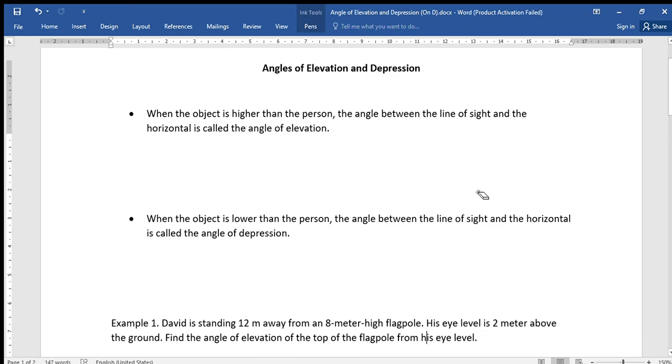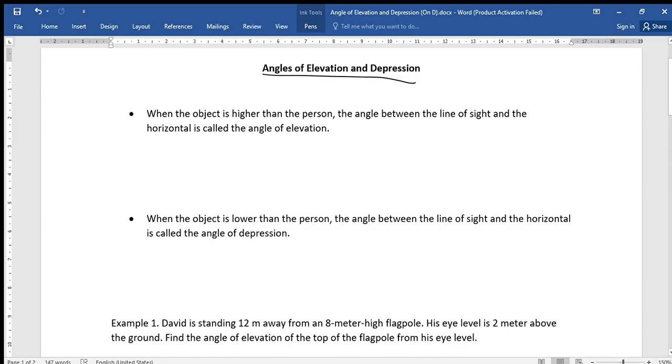So in this discussion, we will discuss the topic angles of elevation and depression. Okay po? So without further ado, let's go with the discussion. Okay. So when the object is higher than the person, the angle between the line of sight and the horizontal is called the angle of elevation.